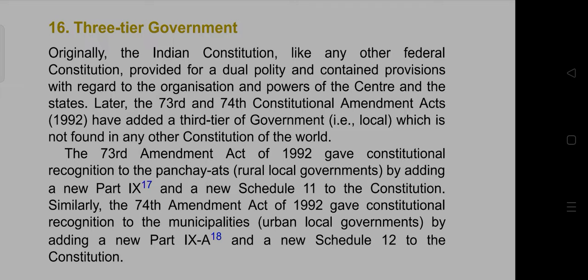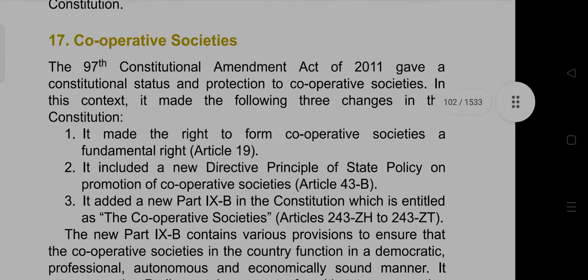The 73rd Amendment Act of 1992 gave constitutional recognition to the panchayats, the rural local governments, by adding a new Part 9 and a new Schedule 11 to the Constitution. Similarly, the 74th Amendment Act of 1992 gave constitutional recognition to the municipalities, the urban local governments, by adding a new Part 9A and a new Schedule 12 to the Constitution.